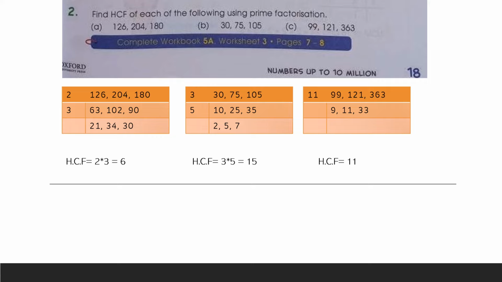Now we have the last set of numbers, which is 99, 121, and 363. 11 is the appropriate number that divides these three numbers, but there is no further common number that can divide these three numbers, so we stop here and our highest common factor is 11.